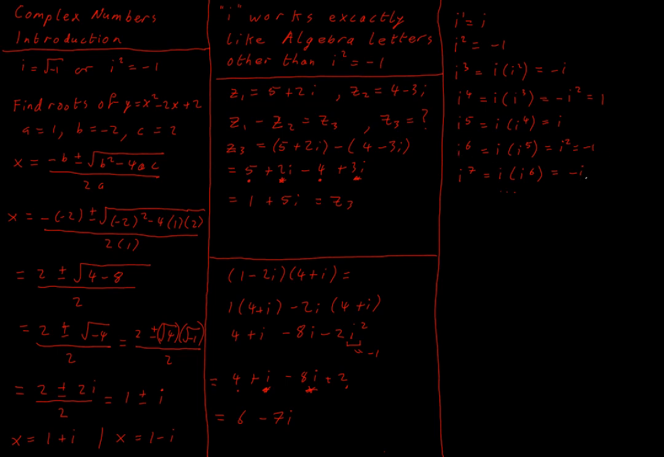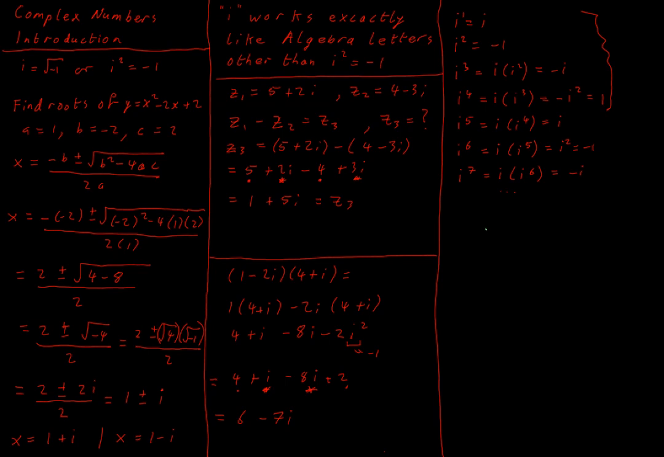And we can see that the pattern starts to repeat after we go through powers of 4. We end up starting to repeat again. We go i, minus 1, minus i, 1. i, minus 1, minus i, and the next one will be 1. And it will keep repeating every fourth power of i.